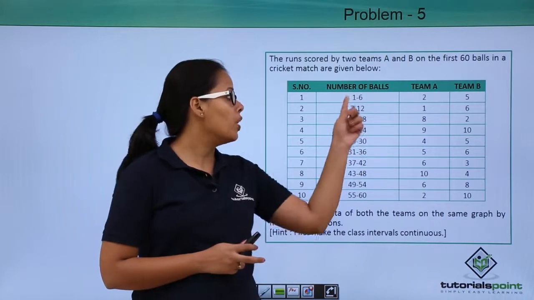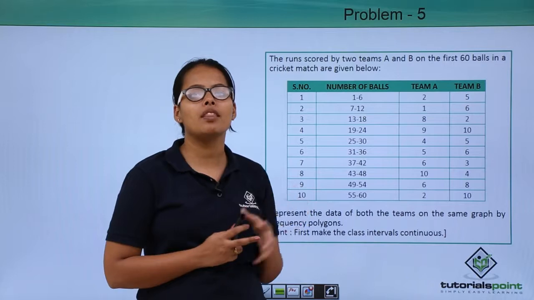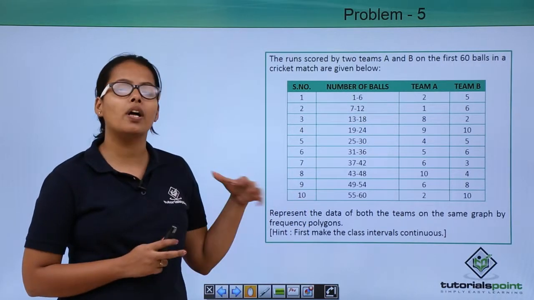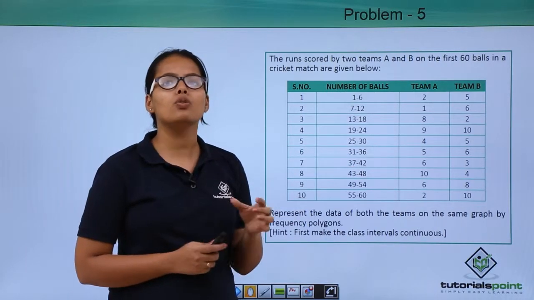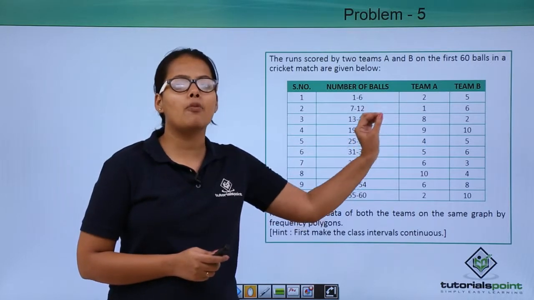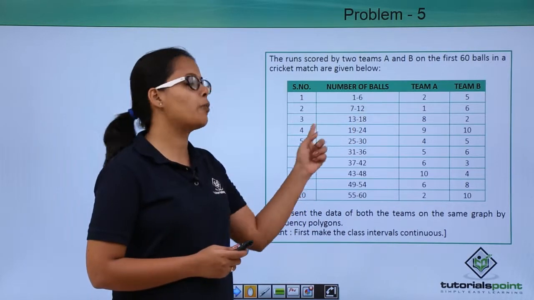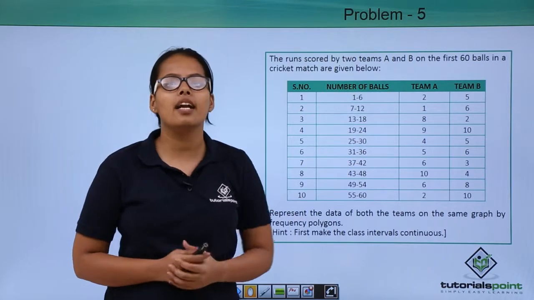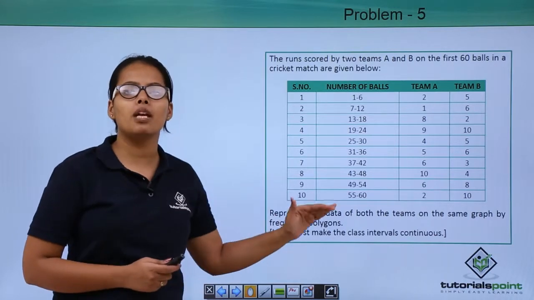So what you will do, you will add 0.5 in the highest value in the interval and you will subtract 0.5 in the lowest value in the interval. So when you do this for the interval 1 to 6, what will this interval become? This will get modified to 0.5 to 6.5 because you are subtracting 0.5 from 1 and you are adding 0.5 to 6. When you do the same thing here, this will become 6.5 to 12.5. So that's how when this interval ends at 6.5, the next will start at 6.5. That's how you can make it continuous.